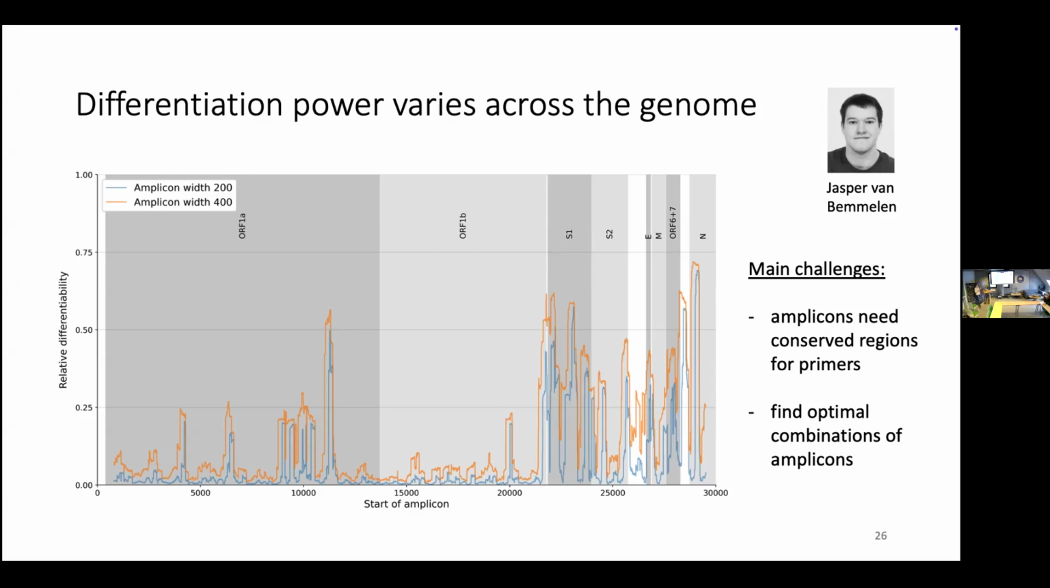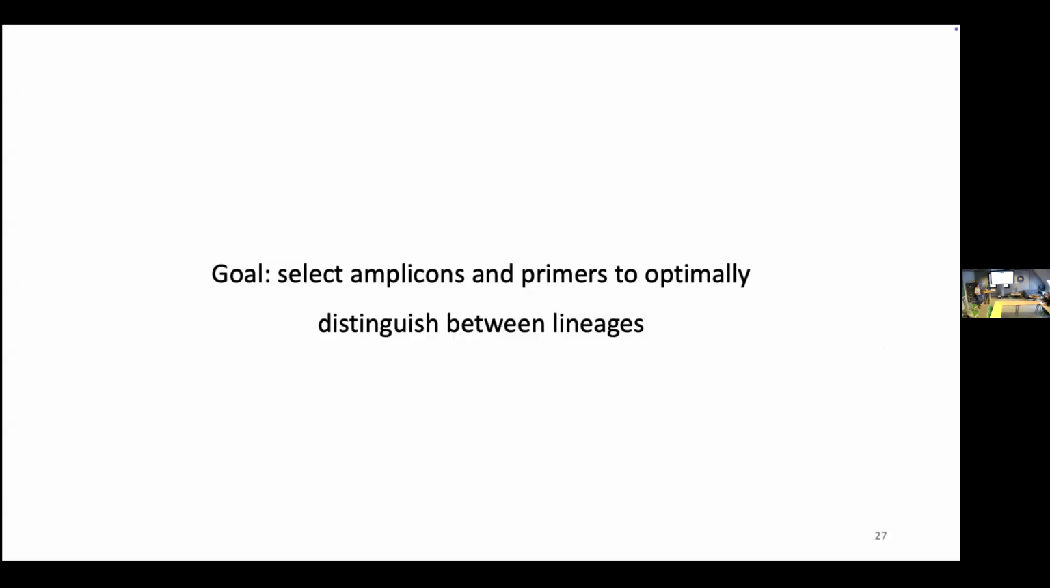And what we want to do now is to select amplicons along with primers. So we need these conserved regions around them, and make combinations that give us most information. Because you could select, for example, your first amplicon in this highest peak in N, but then for the second amplicon that you select, you want to take into account the information that you already extracted from this first amplicon. Right? So you don't just go for the second highest peak, you actually want to make the best choice, taking into account the earlier information. So the goal is to select amplicons and primers to optimally distinguish between different lineages.